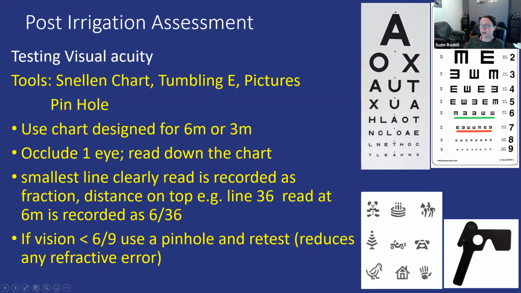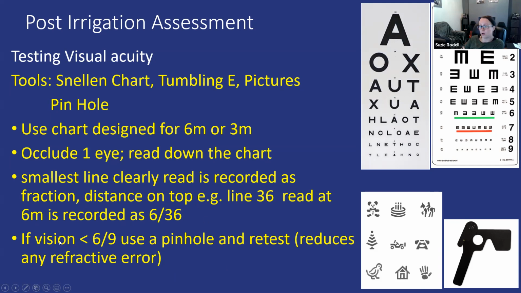But then you would document, so a common error that I see is not documented properly, as a fraction. So the top number is the distance that you're reading it at, e.g. you'll see 6/36. If the patient is able to read line 36, which I believe is this one, AOX here. So if they can see that clearly, and nothing underneath clearly, you would document that as 6/36.